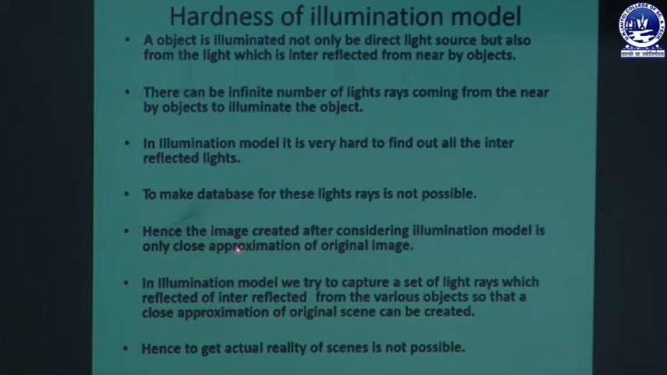Then, the image created by considering illumination models is only a close approximation of the original image. The illumination model tries to capture a set of light rays which are reflected or inter-reflected from various objects so that a close approximation of the original scene can be created. It does not give the actual reality of the scene; we only view some abstract concept of the object, that means some partial portion of the object which is reflected from the given source of light.